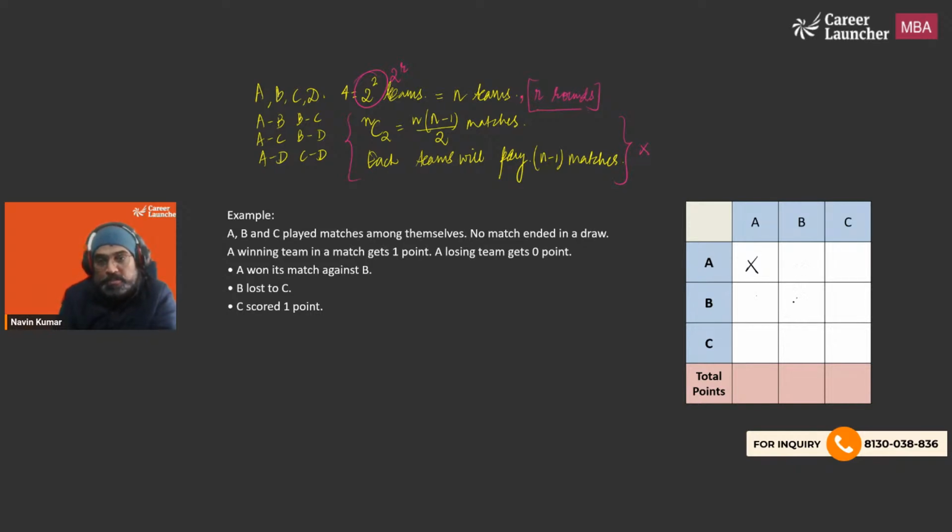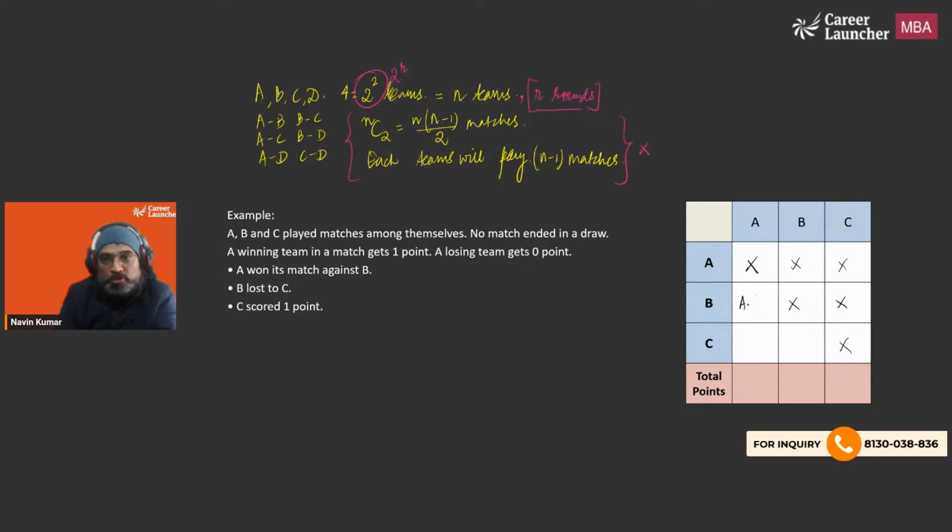So what we do is we cross out the primary diagonal of the matrix because it represents each team playing against itself, which is never going to happen. And we will choose either the lower triangular matrix or the upper triangular. The general consensus is we take the lower triangular matrix.